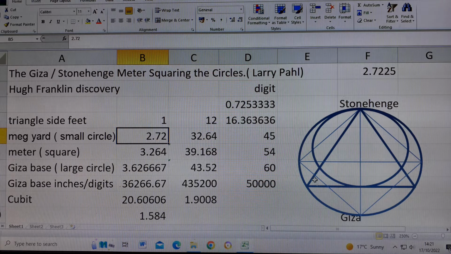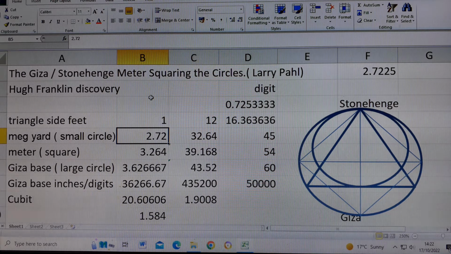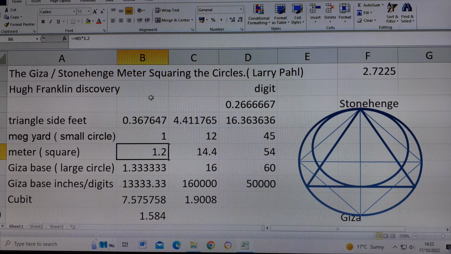So what we find is that when the base of the equilateral triangle in this arrangement is 1 foot, triangle side 1 foot there, we get 2.72 in this circle, and we get 3.62666 in this circle, which is 2.72 times 4/3. And if I put 1 in there, we can see this, 1.333. Now the Giza base is this number multiplied by 10,000.